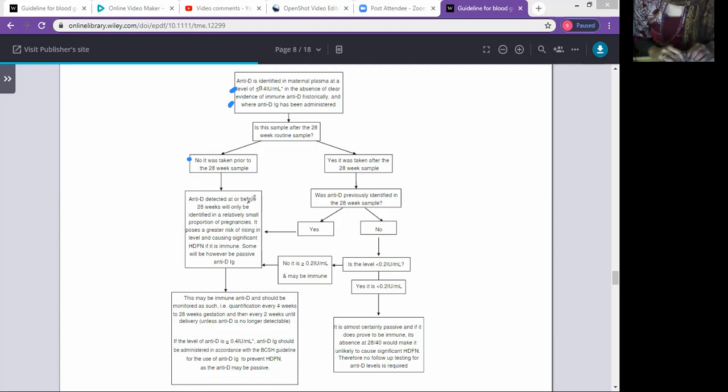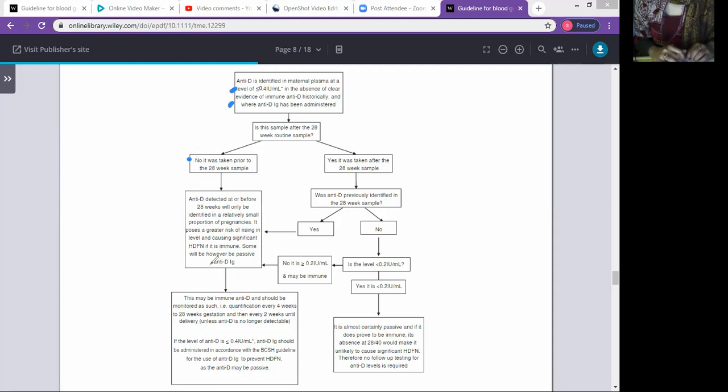So anti-D detected at or before 28 weeks will only be identified in a relatively small proportion of pregnancies, but it poses a greater risk of rising in level as the pregnancy continues and causing significant HDFN if it is immune. Even so, at this stage we can only predict that an antibody whose level is less than 0.4, with a history of anti-D being administered, and a sample taken prior to 28 weeks, is more likely passive in nature.